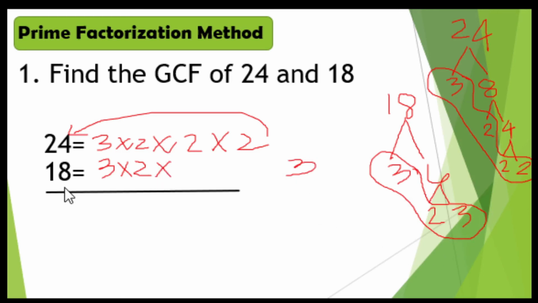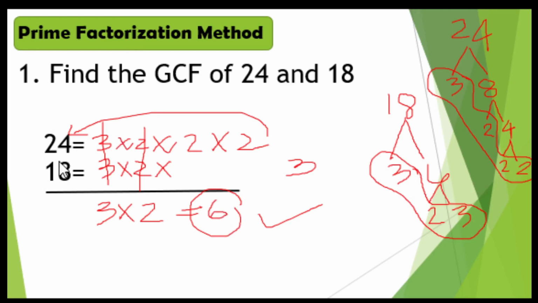Now, the question is, what are the common numbers of 24 and 18? So we have 3. They are common. 3 and 3. Next, 2. They are common. 2 and 2. And nothing more. We have to bring down 3 times 2. 3 times 2 is equal to 6. And then the answer, if you were asked, what is the GCF of 24 and 18? Your answer is 6. Greatest common factor of 24 and 18? 6.